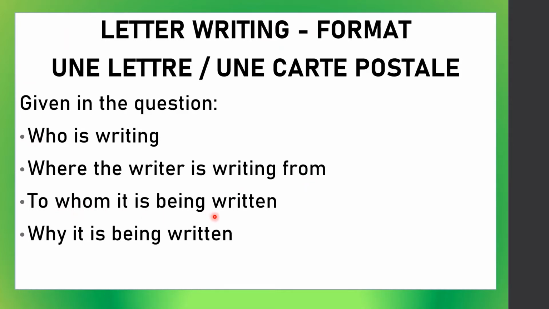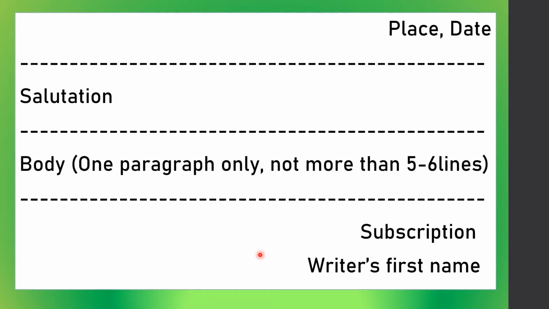Then to whom it is being written, because you need to say dear someone, right? You need to know who that someone is and why it is being written, because that you need for your body of the letter. Okay, so these 4 things will compulsorily be given in the question. This is all you need, in fact, from the question. If there are any other side details given to you, you would do best to ignore them because those are simply distractors for you.